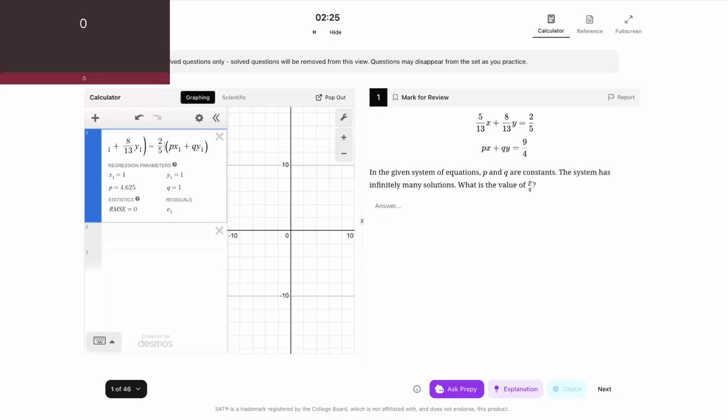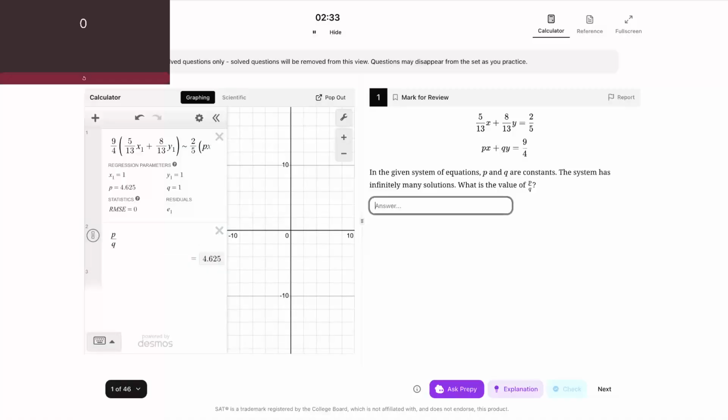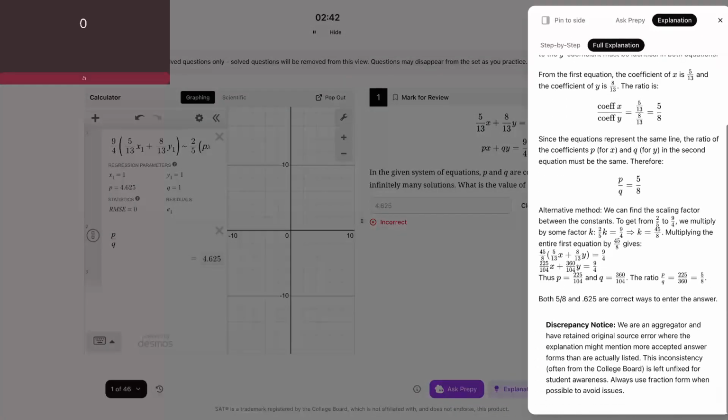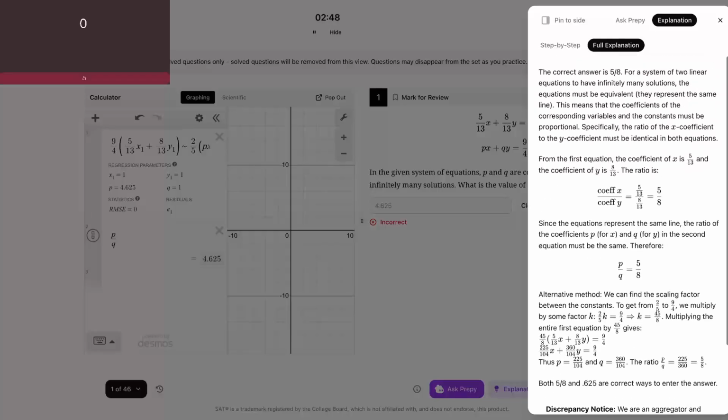I think this should have been correct, right? 9 4 and then 2 5, right? And I just say what is p divided by q. 4.625. Okay, I see that. So these are one of the harder ones. 625.